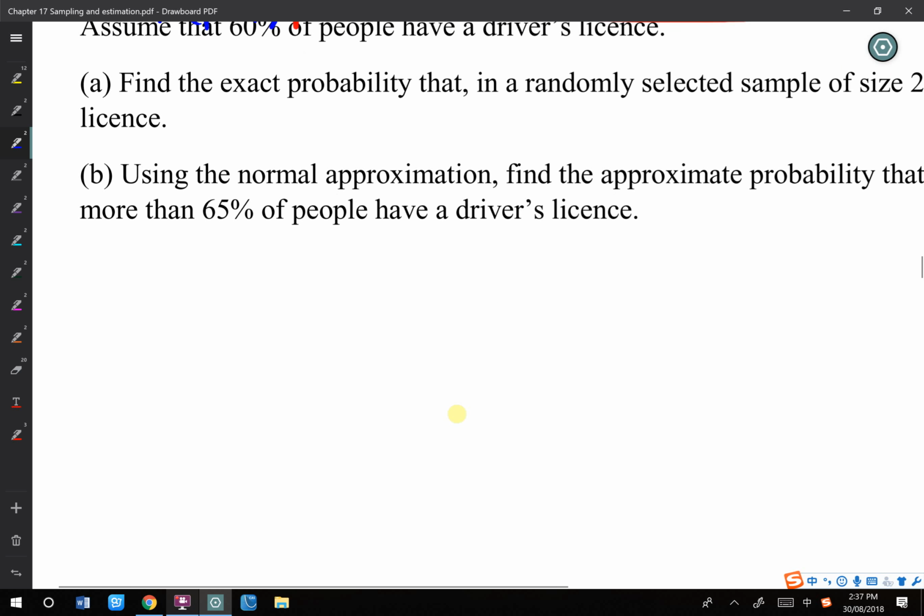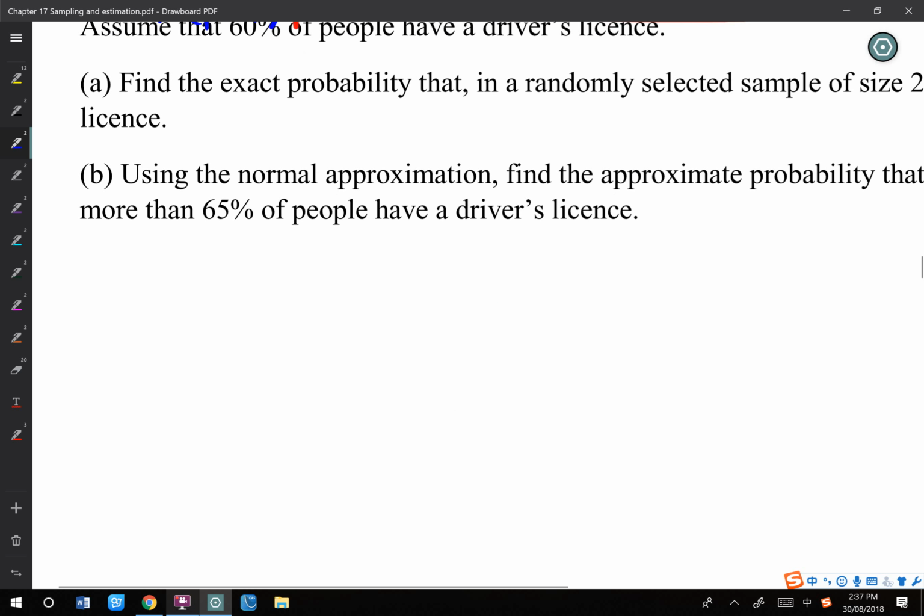Okay, let's have a look at one question here. For example, 8. Assume that 60% of people have a driver license. Find the exact probability that in a random sample of 200, okay, this is n, a sample of 200, more than 65% of the people have a driver license. Okay, in 200, how many people have a driver license? I want more than 65%.